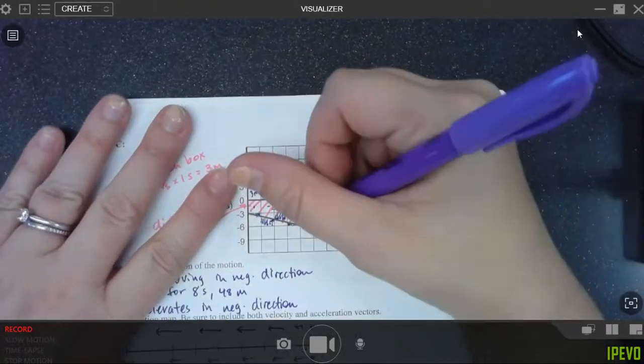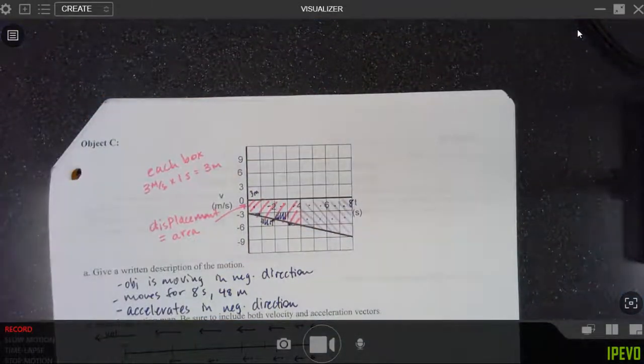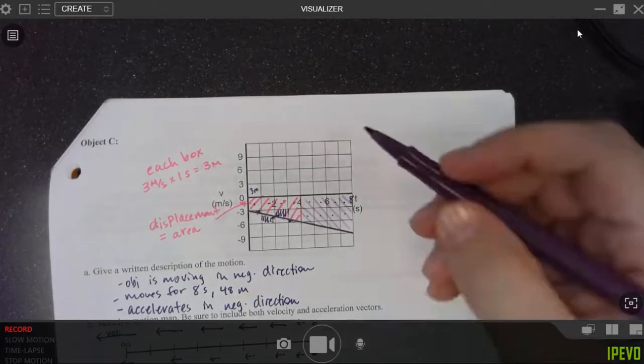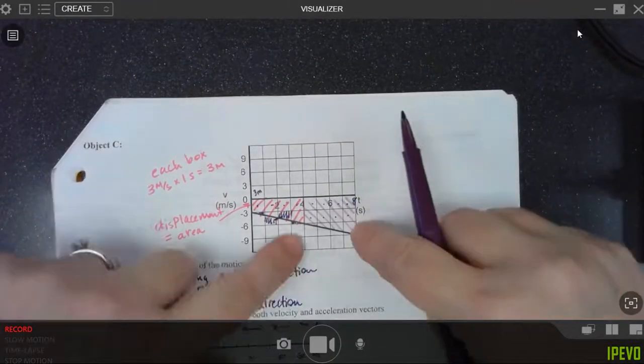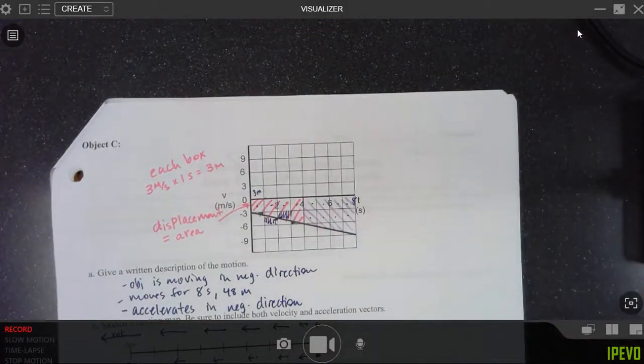So that's this part. We can either count the boxes, which is going to be 1, 2, 3, 4, 5, 6, 7, 8, and then 9, 10. 10 times 3 is 30 meters. So it's -30 meters by counting boxes.